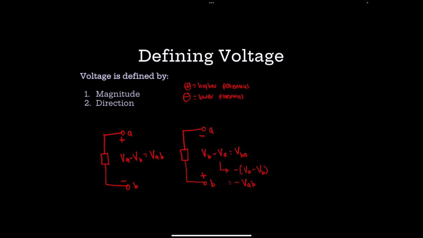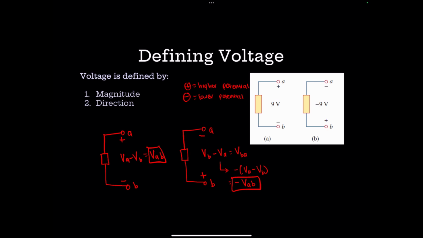So from these two circuits, we see that when we flip the signs across the terminals, we also flip the sign of the voltage, which is represented by this example here. When the higher potential is at A and the lower potential is at B, we see positive 9 volts. And when the lower potential is at A and the higher potential is at B, we see negative 9 volts.